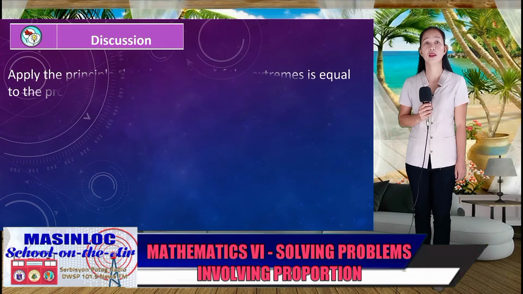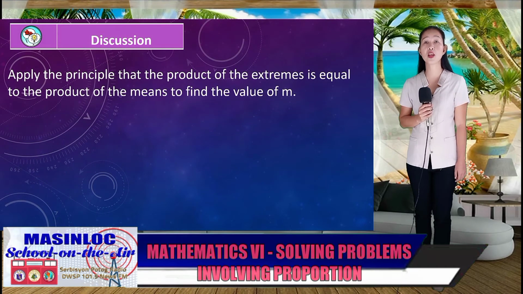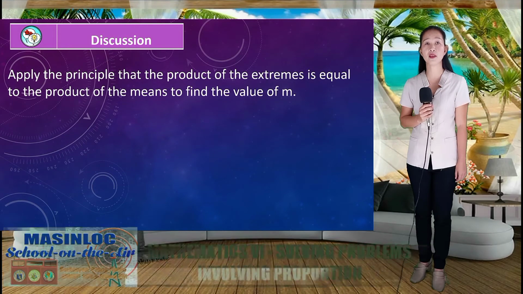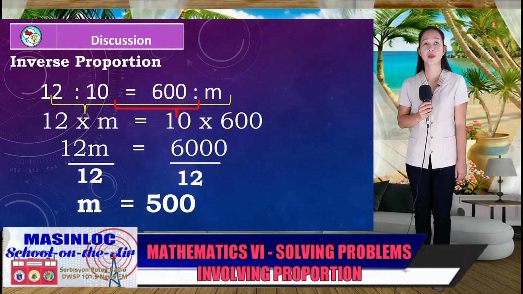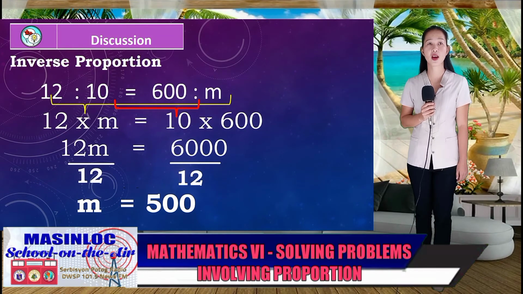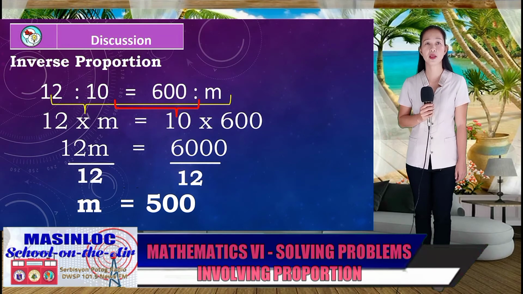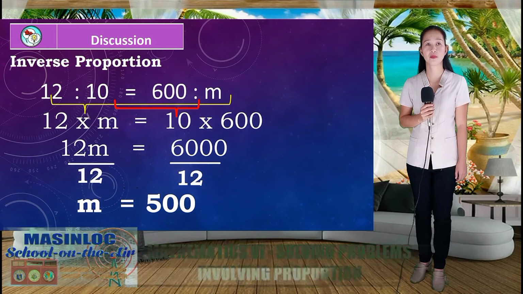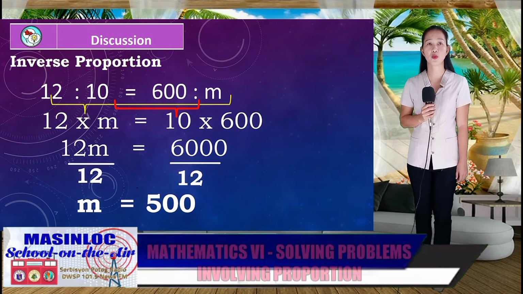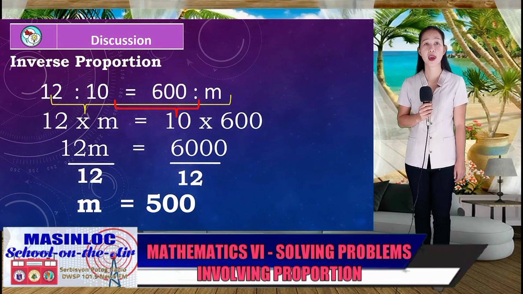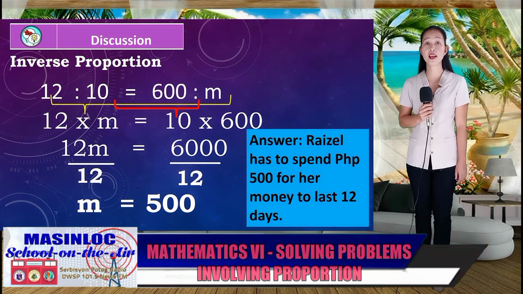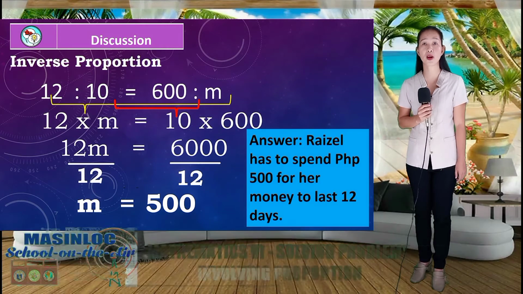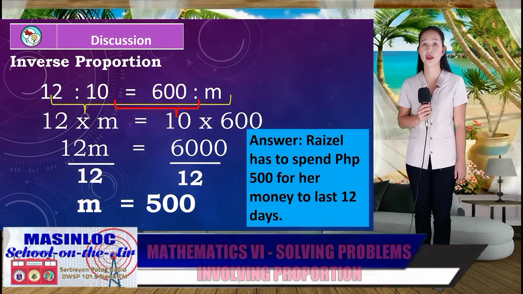Apply the principle that the product of the extremes is equal to the product of the means to find the value of M. 12 times M is equal to 10 times 600. 12M is equal to 6,000. Divide both terms by 12. We get M is equal to 500. That means Rachel has to spend 500 pesos for her money to last 12 days.